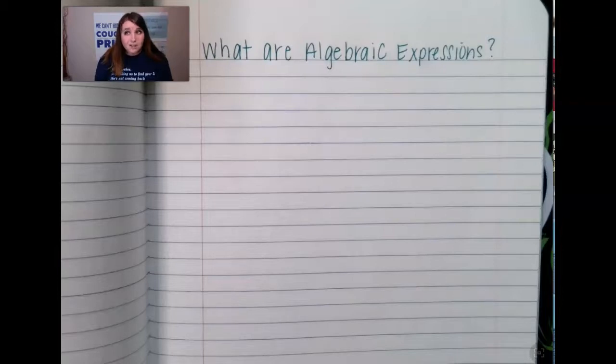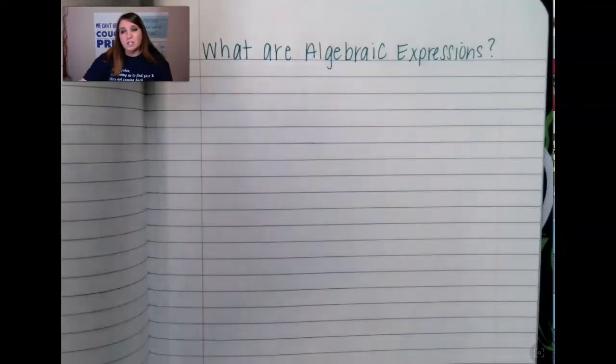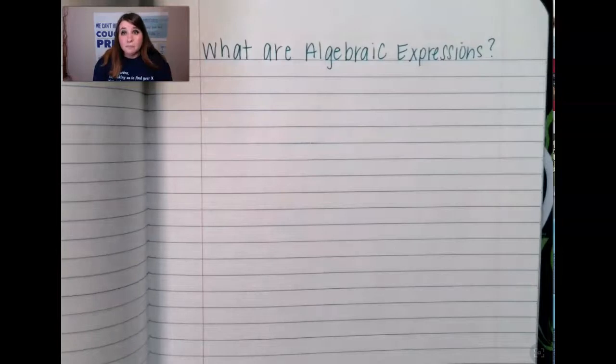But first we need to know what is an algebraic expression and how do I identify the different parts of an algebraic expression? Well, let's talk about what that is. So, algebraic expressions are math sentences. But they're not just any old math sentences, they are algebra sentences. That means that they are math sentences that have numbers, letters, which we call variables, and operations.